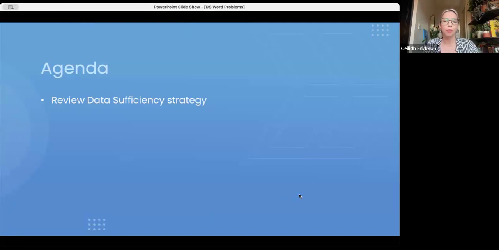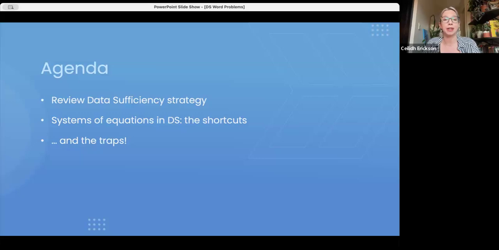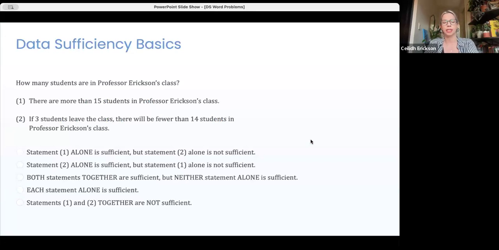So, reviewing some data sufficiency strategy. Wow, I can't even say that. Data sufficiency strategy. And then we're going to be talking specifically about systems of equations. There are going to be some shortcuts that we can use to make our lives easy and to avoid doing laborious math. But also, we're really going to focus on the idea of traps. How does the GMAT know where we want to take a shortcut and then not let us take that shortcut? So without further ado, let's take a look at data sufficiency and how it's structured.